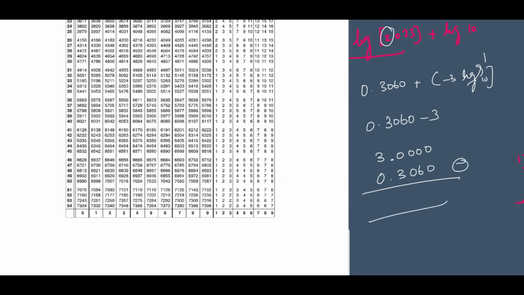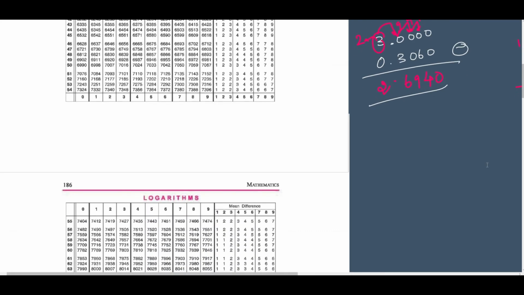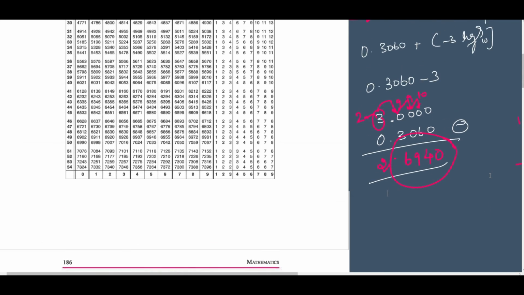0 minus 0 we can't do, so here we have to take the borrow. Here it will come 10 minus 6, 4, 9, 6. Since we gave the borrow, 3 will become 2, so we make it 2.6940. Again we get the same number here, correct? Now the number is coming as a minus value.